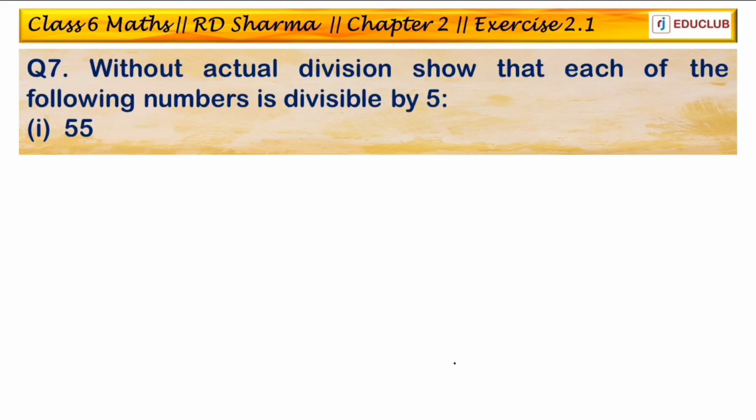Now, question number 7. Without actual division, show that each of the following numbers is divisible by 5. What is the divisibility rule for 5? The unit digit should be 0 or 5. If the unit digit is 0 or 5, then we can say the number is divisible by 5.